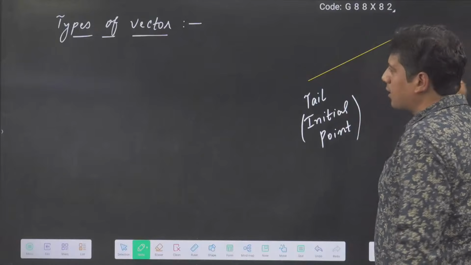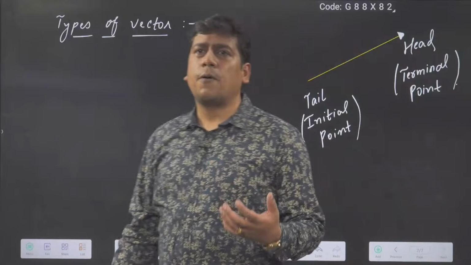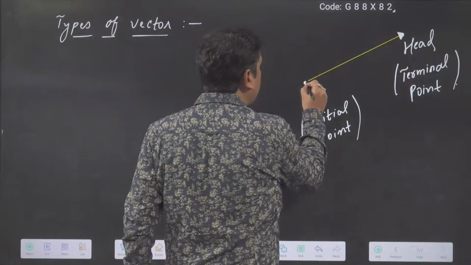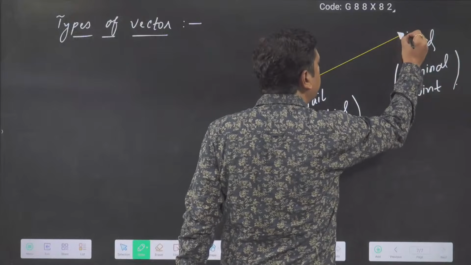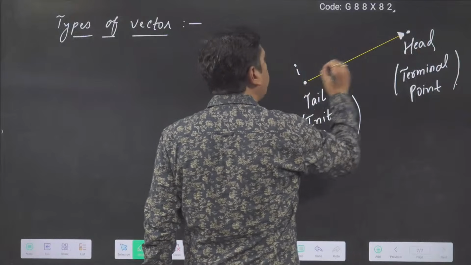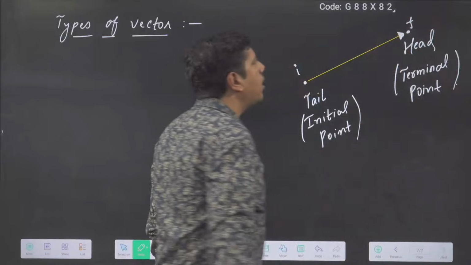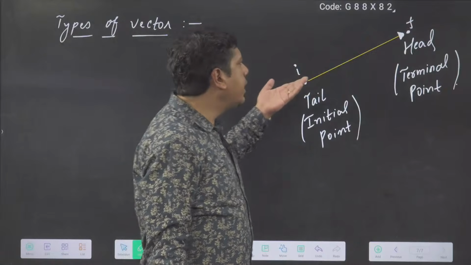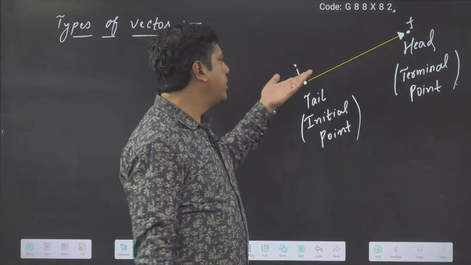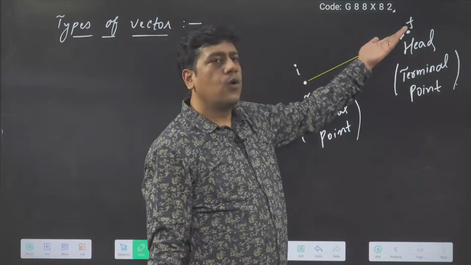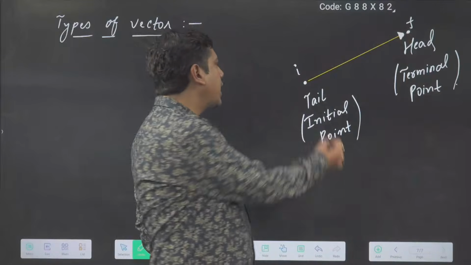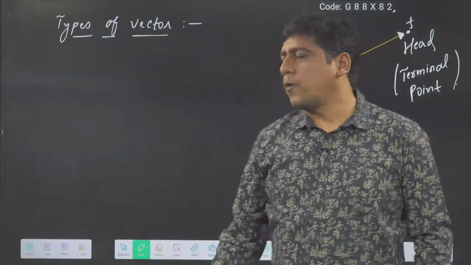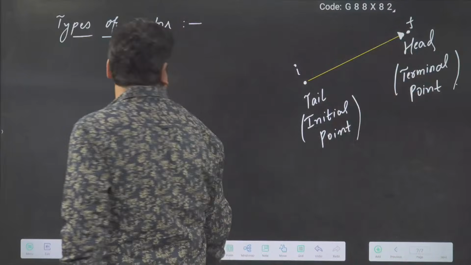Basically, we can take the help of displacement to understand this thing. If a particle starts from here and goes in whatever kind of path, but ends here, this is the initial point from where it started, and this is the final point. So displacement vector is a vector from initial to final. That's why we are calling the tail the initial point and the head the terminal point. This is how we represent a vector.